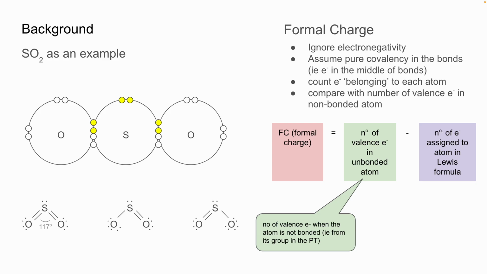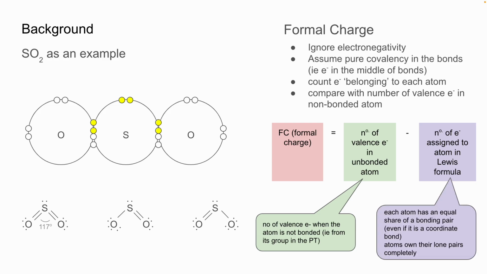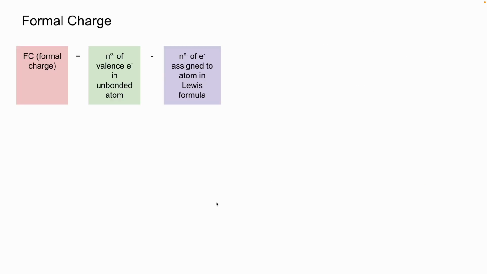That green box is the number of valence electrons, grouped from the periodic table. And here we assume that each atom has an equal share of a bonding pair. So this electron pair here, sulfur has one, oxygen has the other, that's all we're saying. And the atoms own their own lone pairs. This lone pair only belongs to sulfur. Oxygen doesn't have a hold on this, and neither does this oxygen. Let's have a look and see what that actually means in a specific example.